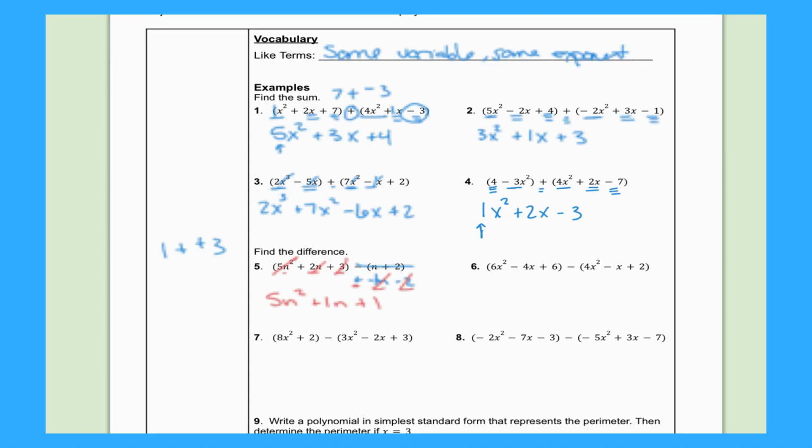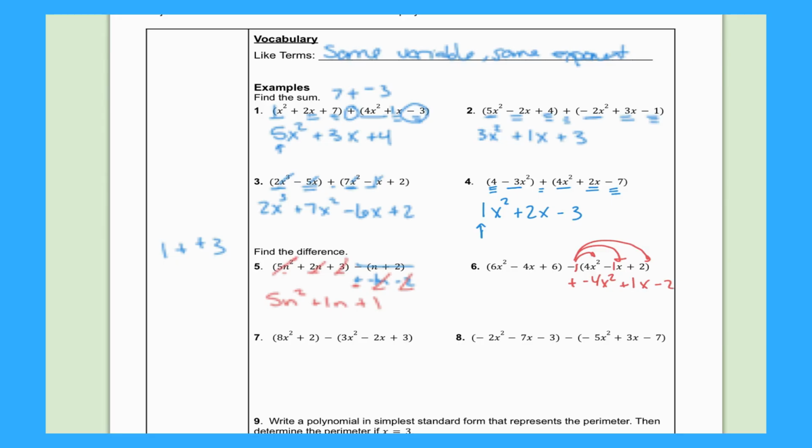Number 6, so again I'm going to turn this into a plus, and then everything in the parentheses after that becomes the opposite. So what we're actually doing is there's a hidden 1 here, and we're distributing negative 1 to everything. So negative 1 times 4x squared is negative 4x squared, and negative 1 times negative 1 is positive 1x, and negative 1 times 2 is negative 2.